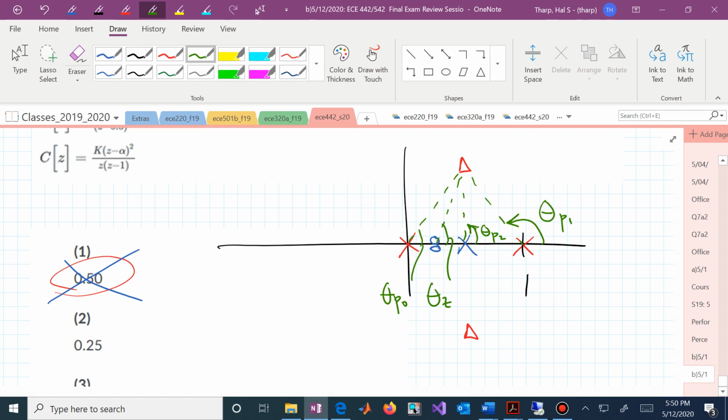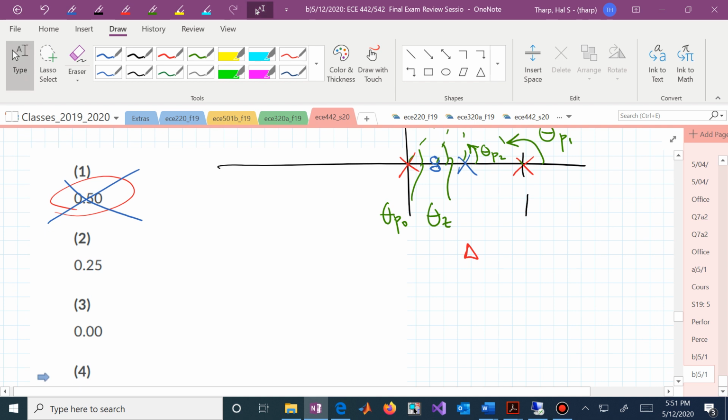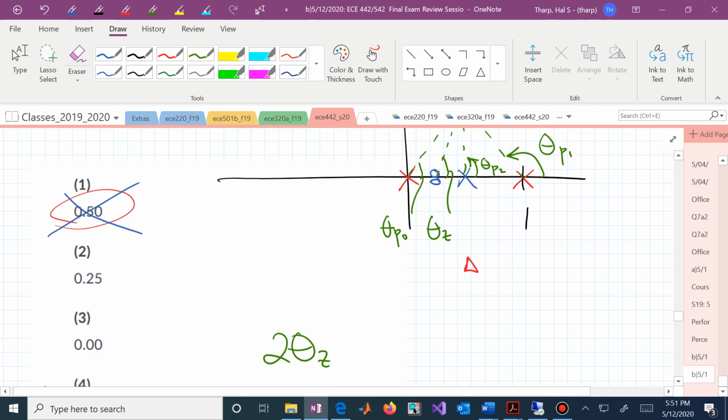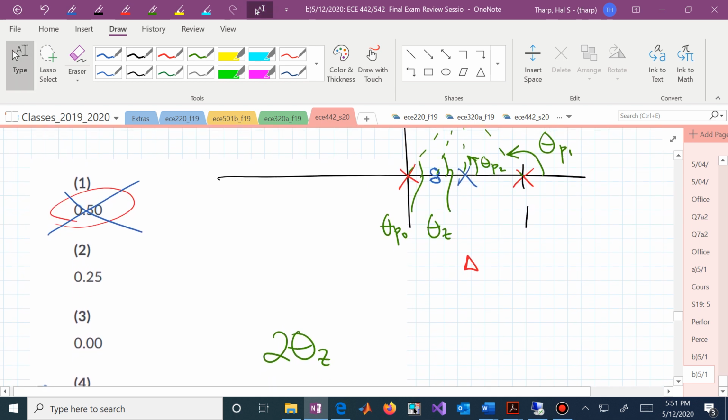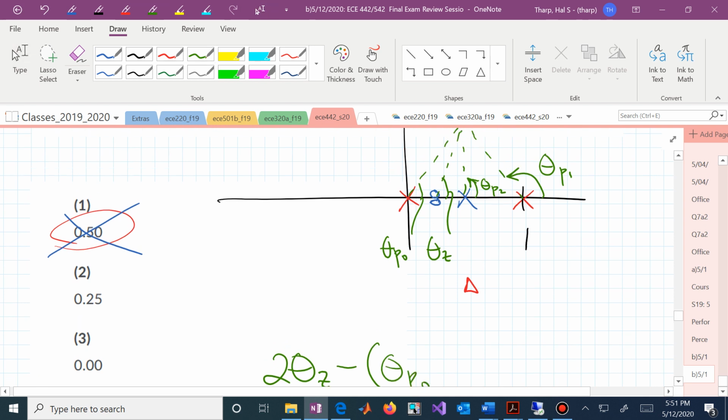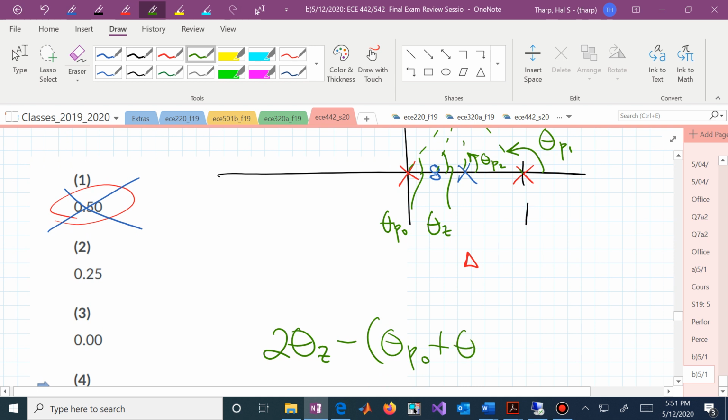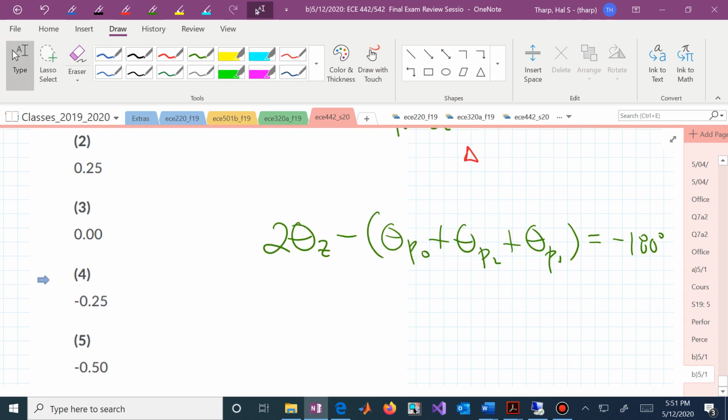So now if I had that, I would say, I have 2 angles at the same location, so I have 2 theta z's, and now I'm subtracting my theta at the origin due to the pole at the origin. I have another pole at 1/2, that I called theta p sub 2, and I have theta p1 for the pole at z equal to 1, and those have to be minus 180. I know all of these angles, or I can calculate those.